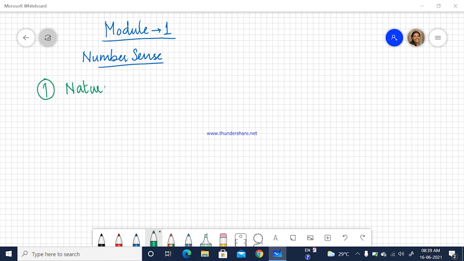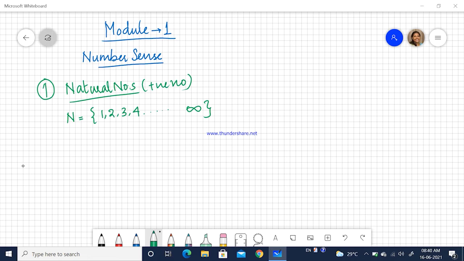Natural numbers are positive numbers. It is denoted by the letter N, and it consists of counting numbers starting from 1, 2, 3, 4 till infinity. So natural numbers are basically positive numbers. This is all about natural numbers.